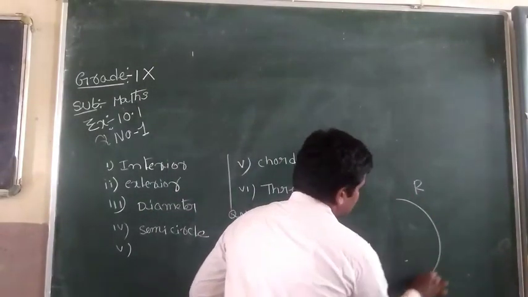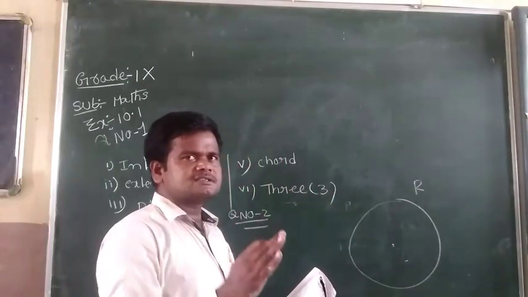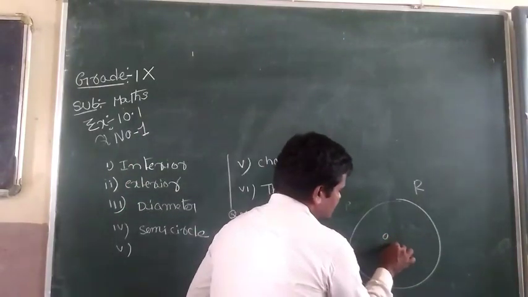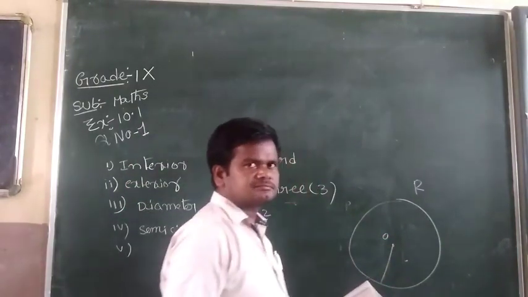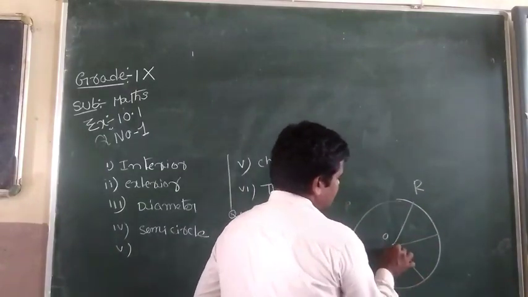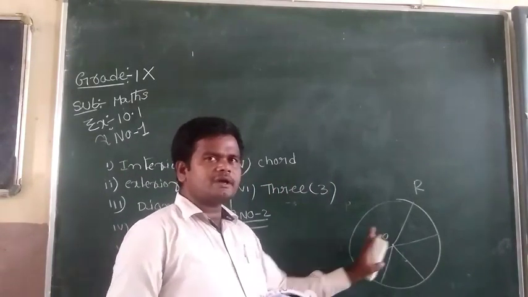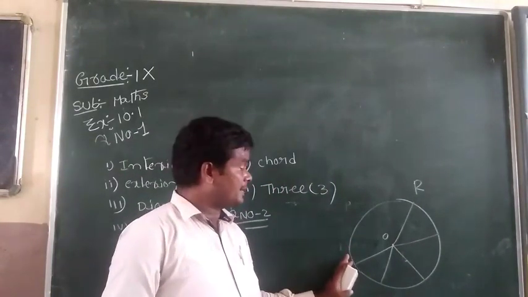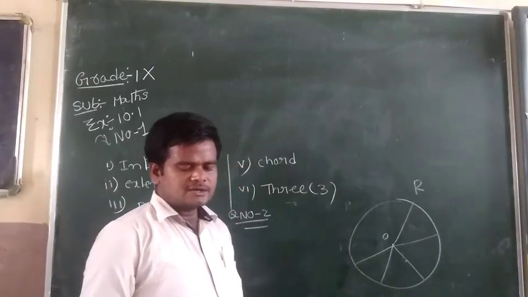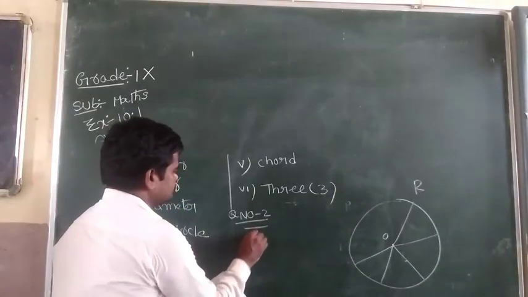Radius means a line segment joining the center of the circle to any point on the circle. So this is the center, this is the radius. This also is a radius, this also, this also. The distance between the center and any point on the circle is called the radius. So the first one is true.